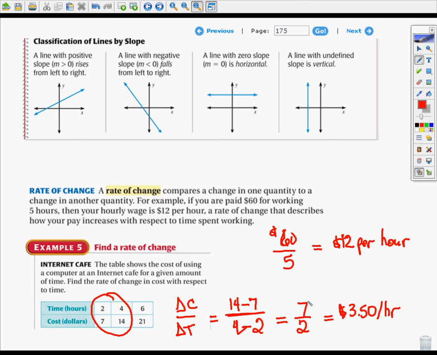$3.50. And normally, if it was a linear situation, which this is a line, but if we were just looking for the slope of the line, we'd leave it as 7/2. But you have to look at the context of the problem, and this problem is dealing with cost and time. So $3.50 per hour is what it's changing by.